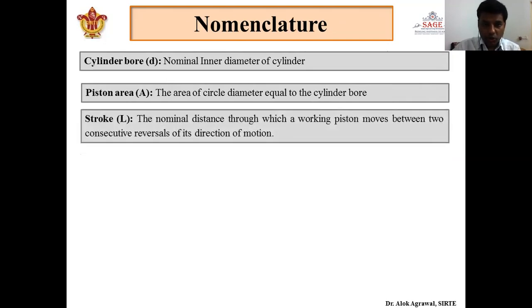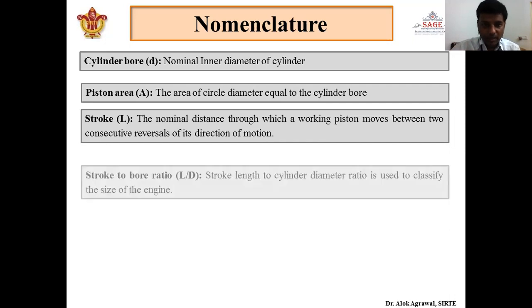Next is stroke. An important term is stroke. It is the nominal distance through which a piston moves between two consecutive reversals. When the piston moves from the most upward position to the most downward position, the distance traveled is called the stroke.